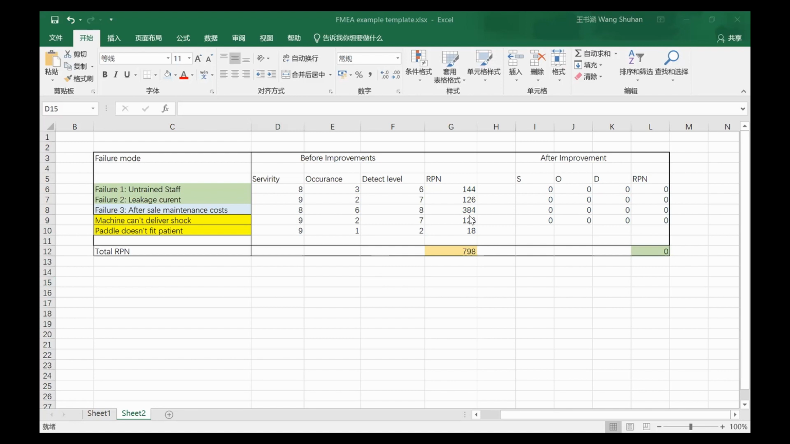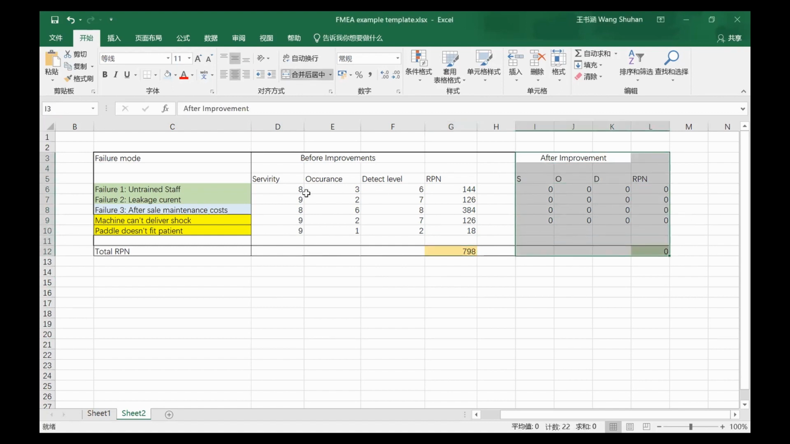So here we see from this table, we add up all these sections together to get a total RPN number here. And this is only the first half of our full FMEA analysis. Every time you conduct your own analysis, please follow what we are doing today. And more importantly, we need to focus on what we can do in the next section.